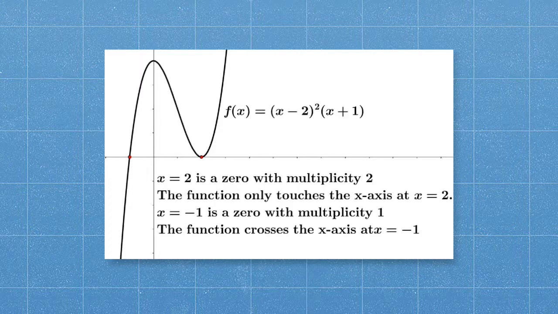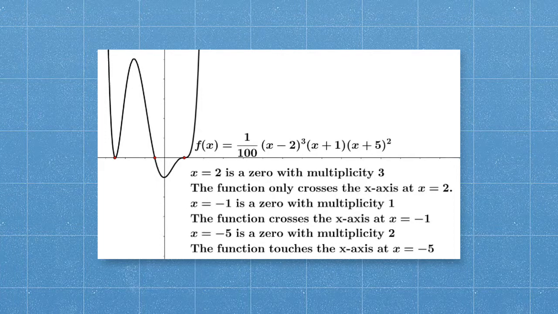Notice that in the factored form of the polynomial, we have x minus 2 squared. We say that the 0 where there is a square or a cube has a multiplicity, so in this case, x equals 2 is a 0 with multiplicity of 2. Also, notice that the function only touches the x-axis when x is equal to 2, but it crosses the x-axis when x is equal to negative 1.